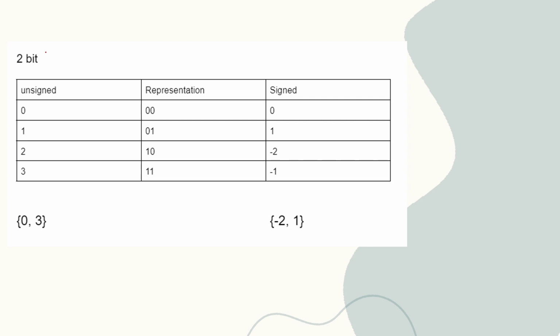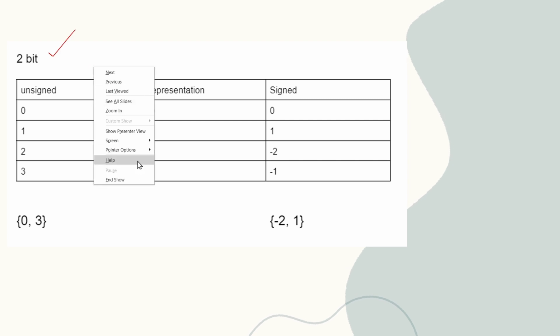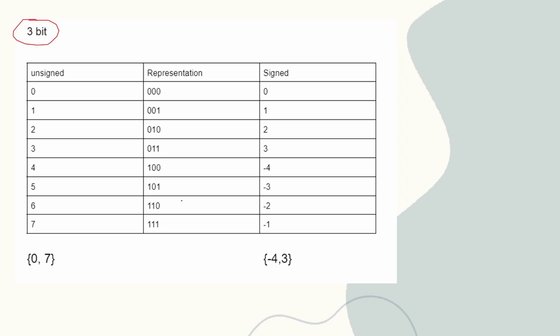Previously, we have seen for 2-bit, right? Now let's try to check the same thing for 3-bit representation. Same thing, 3 bits in the sense you have 3 slots. In these 3 slots, you can have either 0 or 1. So you can see clearly, I have got 8 representations.